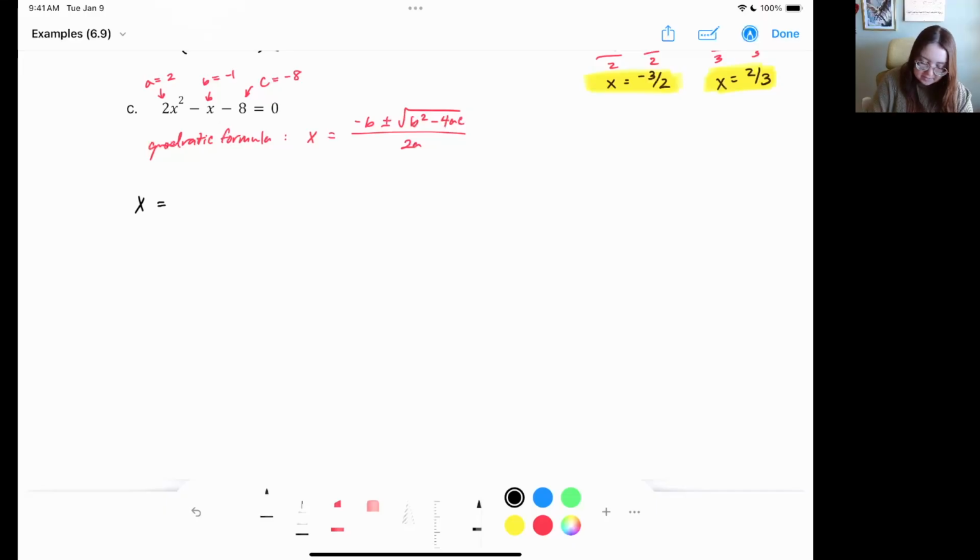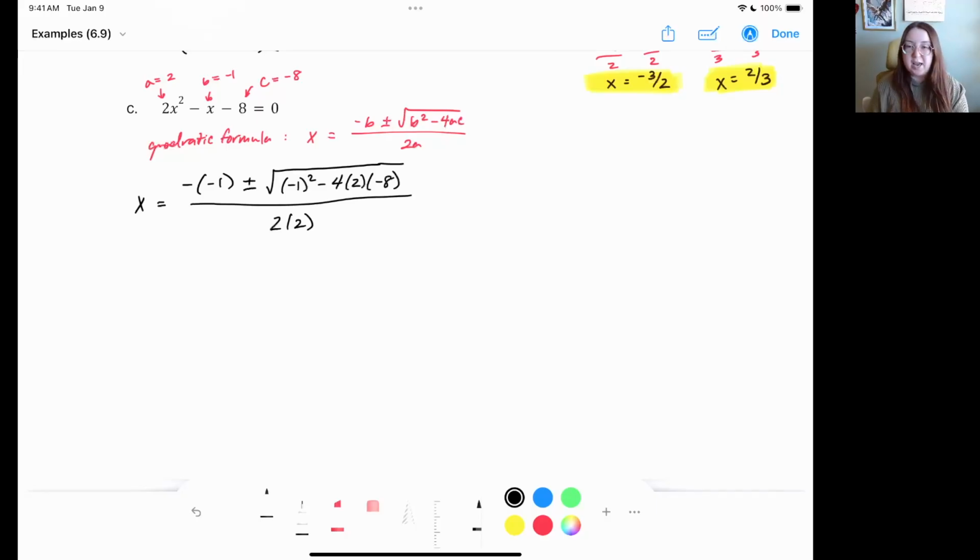So we've got x is equal to negative b, and b is negative 1, so that's negative 1, double negative. Then we have plus or minus the square root of b squared, so that's negative 1 squared, minus 4 times a times c, so 4 times 2 times negative 8. And this is all divided by 2 times a, which is 2. So we've put everything in the formula, so we're going to go ahead and simplify.